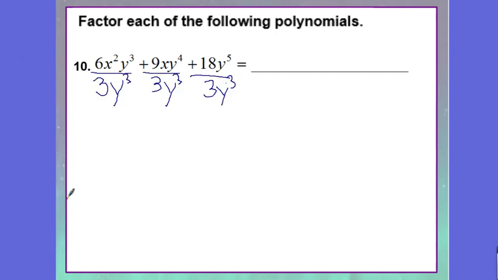Okay, I've decided that 3y cubed is the greatest common factor. Y cubed is the highest power that they all have in common. Even though this term has 4 powers of y and this term has 5, the first term has only 3 powers of y, so I must use y cubed. The last term does not have any x's, so I cannot use x in my GCF. After dividing, I see that the remaining polynomial is 2x squared plus 3xy plus 6y squared.